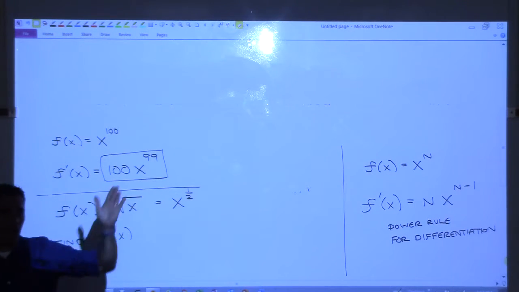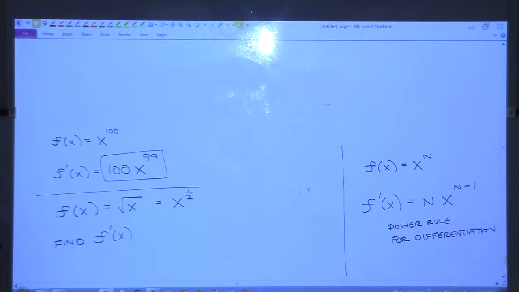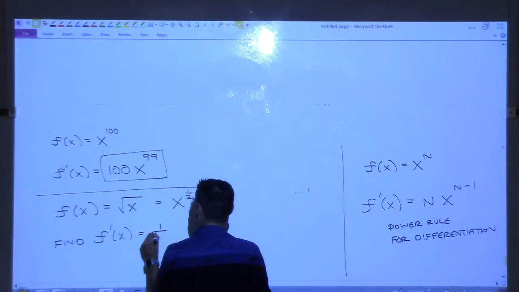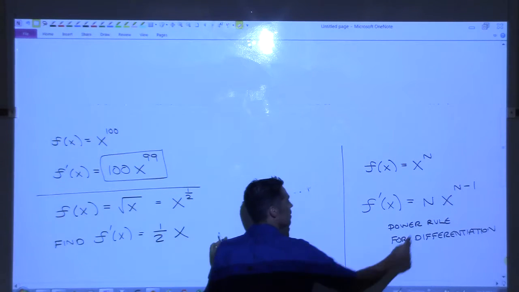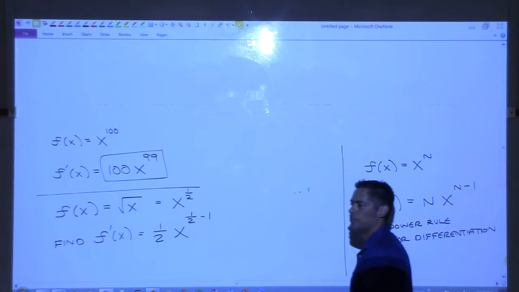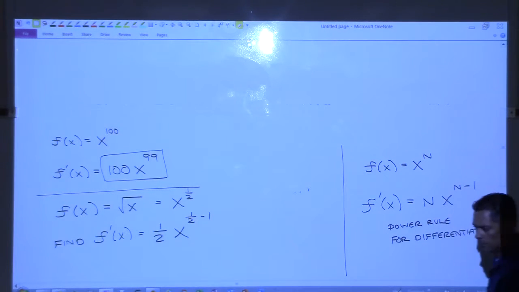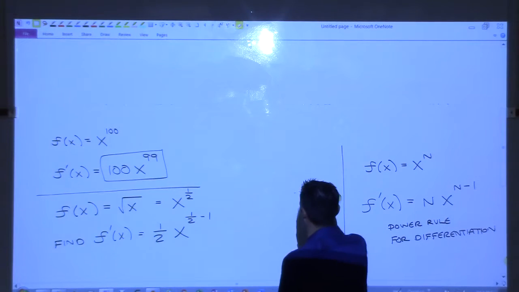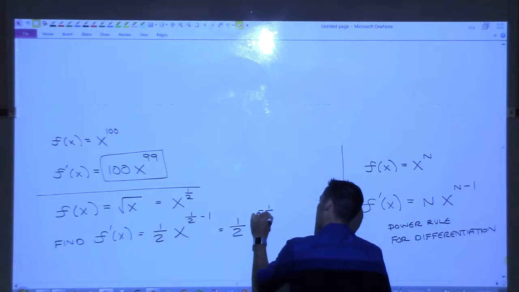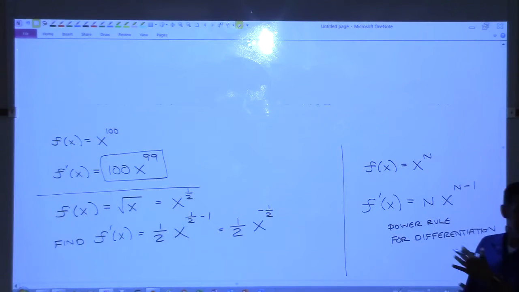So can we use the power rule? Yeah, because we have the power, right? The power is 1/2. So the derivative of this, all we're going to do is pull the 1/2 out. And then do what to the 1/2? Subtract 1. So I'm going to take 1/2 and subtract 1. What's 1/2 take away 1? Negative 1/2. So we have 1/2 x to the negative 1/2. And that is correct. That is a correct answer.